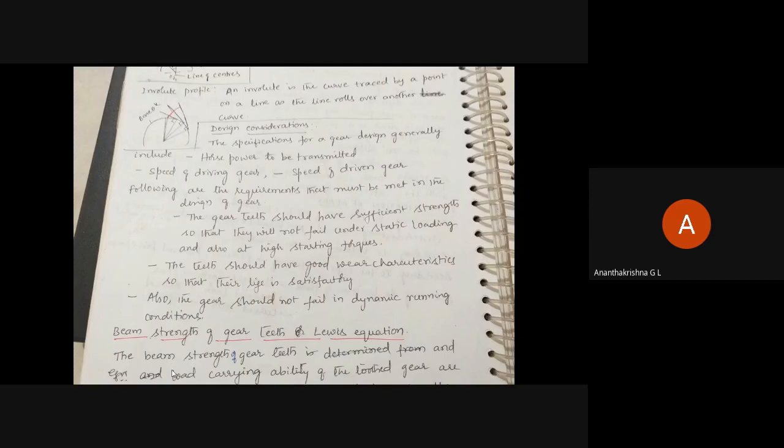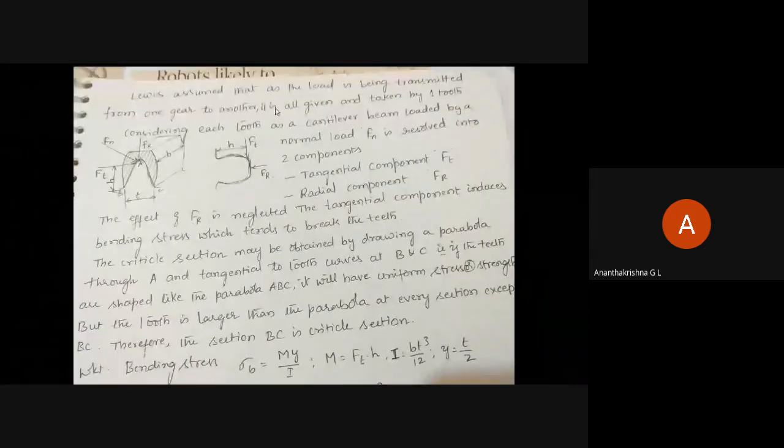So in continuation, for the beam strength of gear, according to the Lewis equation, he assumes that the entire load is given and taken up by one tooth. That is, as the load is transmitted from one gear to another, it is given and taken by one tooth.